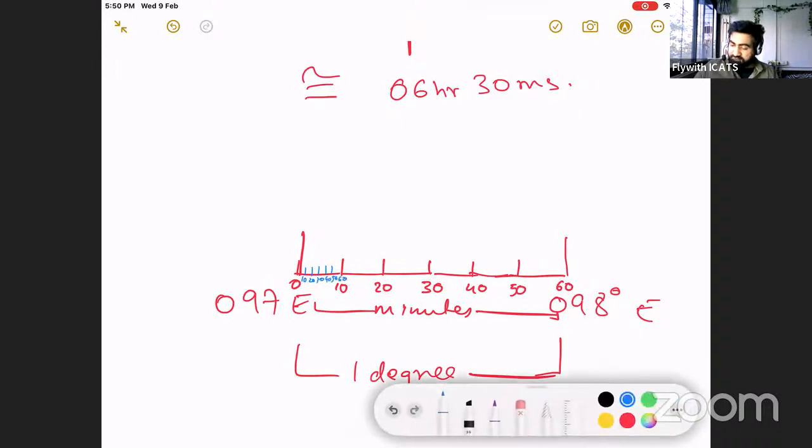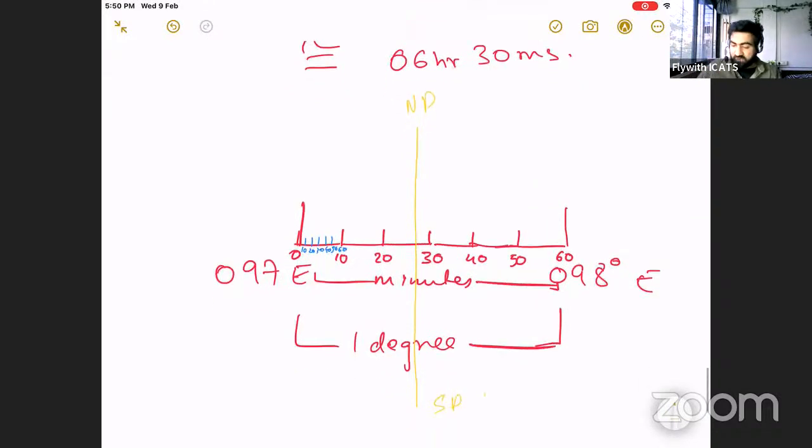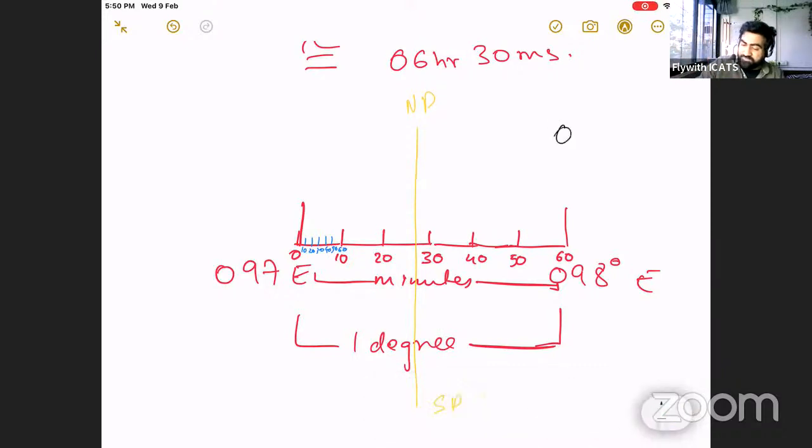So if a position is having a meridian that is like this, if this is the meridian of a place, a line joining from North Pole to South Pole, then what is the location of this point? It is falling on 097 degrees east. It has not yet reached 098. It is midway. So the position of this place would be 097 degrees.